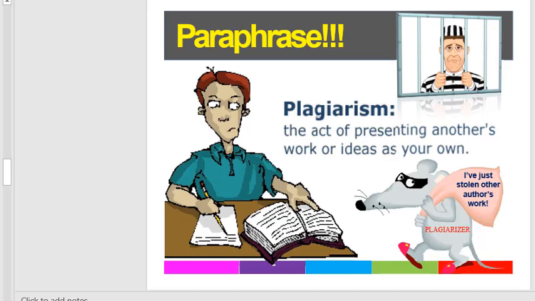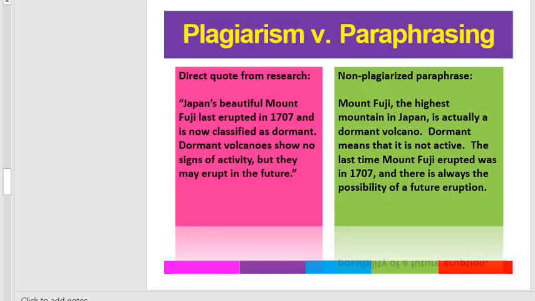Plagiarism is the act of representing another's work or idea as your own. It means you have stolen another author's work. Or, if you want, you paraphrase it: write it in your own words and cite the author in your research paper. Now, to understand plagiarism and paraphrasing, you should keep in mind that this is a direct quote from a research source.